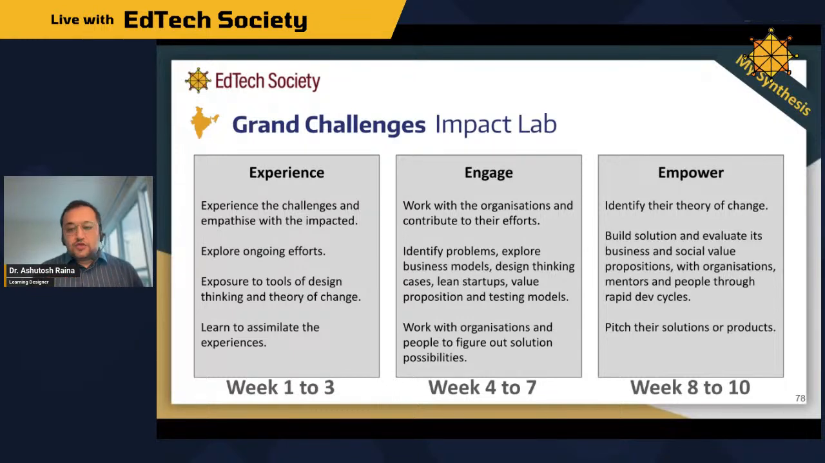They try to build solutions and evaluate the solution in terms of what social value it brings, whether it is financially sustainable, and they evolve it through rapid development cycles. And they also pitch their solutions for products, right?